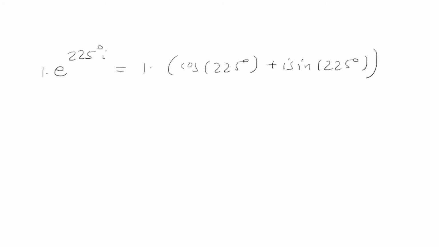All right, next one is e to the 225 degrees times i. So r here is just going to be 1 since we don't have a constant in front of it. Just assume it's 1. So it's like 1 times cosine of 225 degrees plus i sine 225 degrees. So this is going to be in the third quadrant, and it's one of the 45-degree ones basically. So in that case, both the x and the y are going to be negative. And that's our answer.